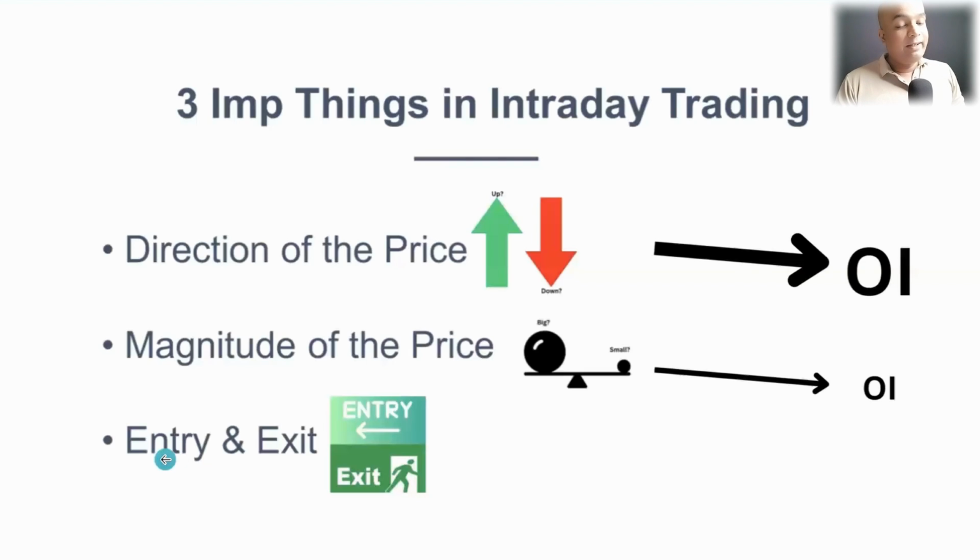So OI will not indicate where to take entry and where to exit. We have to derive that ourselves. We should develop any other system or logic or concept to take the trade. OI will give information only about these two things. That is the limitation of OI. If you use OI beyond these two, then it is your mistake. You can't blame OI for your mistake, friends. That is my honest opinion.